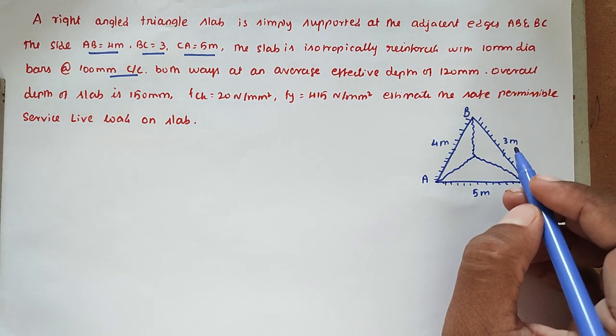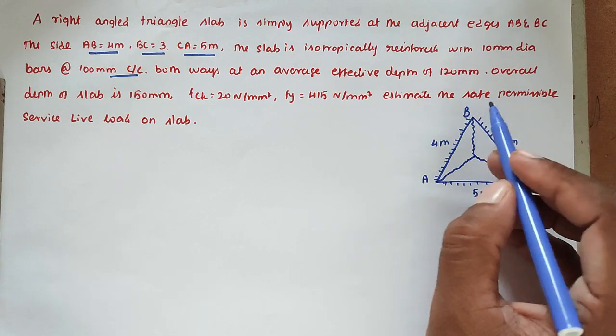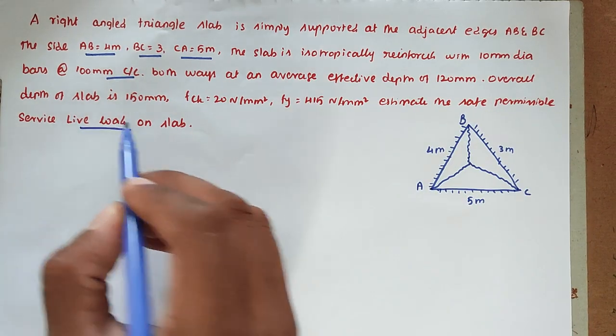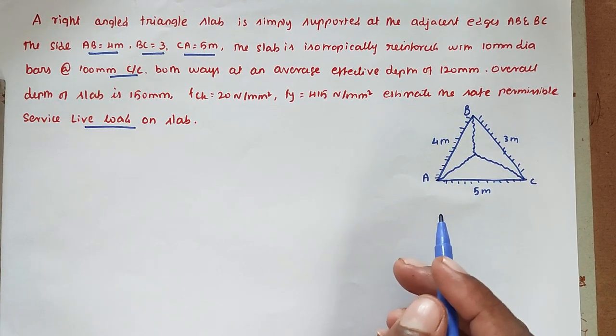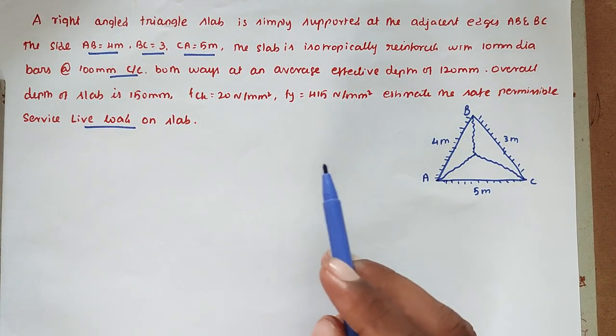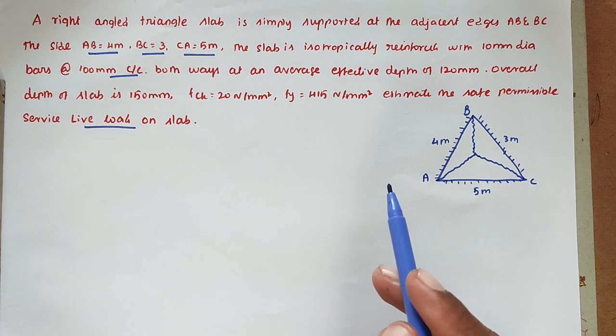Now we can calculate the permissible service load. First, we have to find out the total load. After that, we can find out the dead load. So from the total load minus the dead load, we can find out the service load.